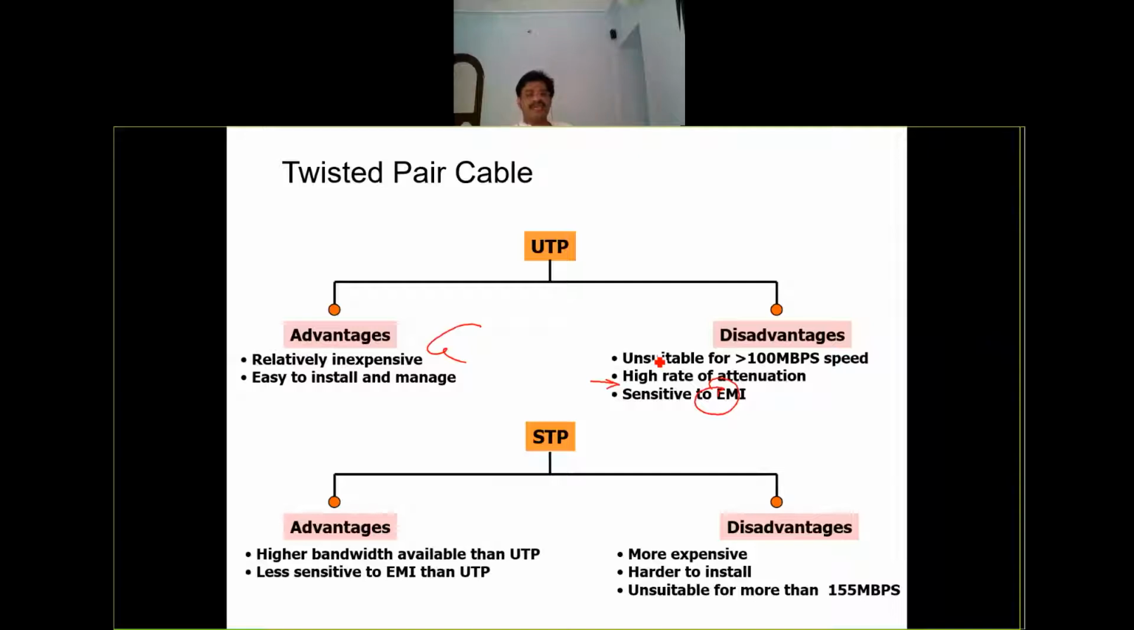Category 6 and category 7 cables are nowadays utilized, where the bandwidth supported by these cables is more than 100 Mbps, almost 1 Gbps and 10 Gbps for Cat 6 and Cat 7 type of cable.